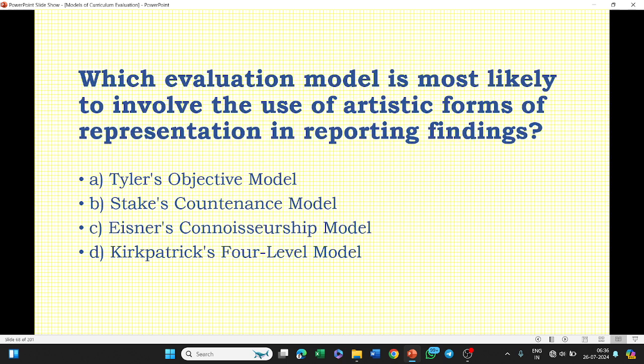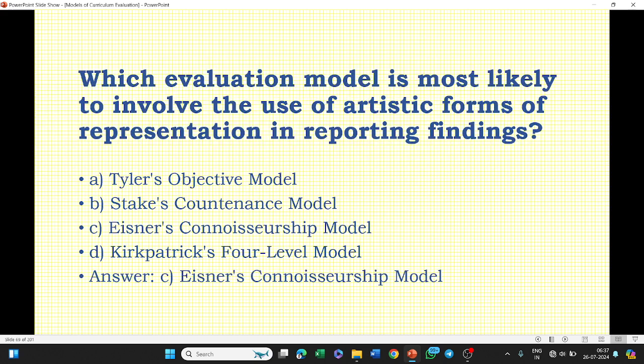Next, which evaluation model is most likely to involve the use of artistic forms of representation in reporting findings? Options: Taylor's objective model, Stake's countenance model, Eisner's connoisseurship model, Kirkpatrick's four-level model. Answer of this question is option C, that is Eisner's connoisseurship model.